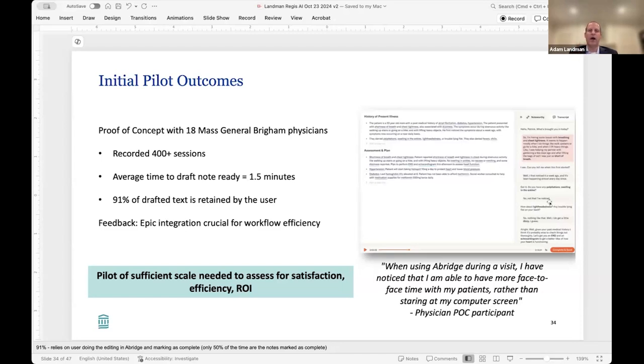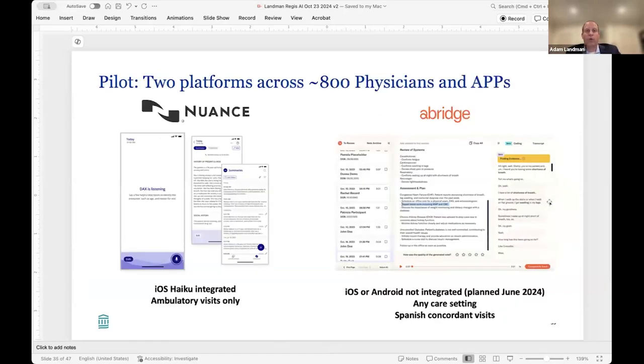or issues. One of their biggest pieces of feedback is, though, that it was cumbersome if it was not integrated into the electronic health record because they had to copy and paste. And you can see a quote from one of these initial participants at the bottom right. "When I'm using this ambient documentation product during a visit, I've noticed that I'm able to have more face-to-face time with my patients rather than staring at my computer screen." So we were very excited by these results.